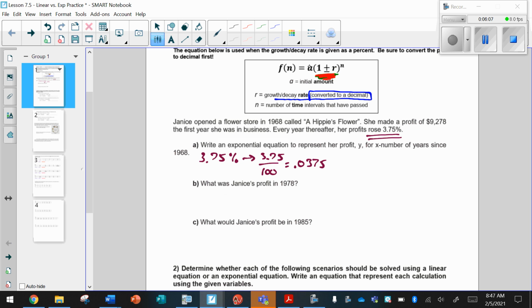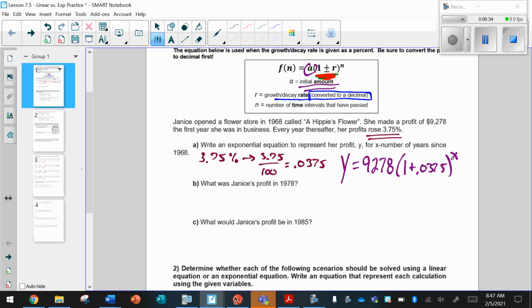So in the formula, the A value here is the initial amount. So that's how much money she starts with. Y will be her total profit. She starts with a profit of $9,278 the first year, and then her profits increase by a rate of 0.0375 for each year since 1968 when she started.